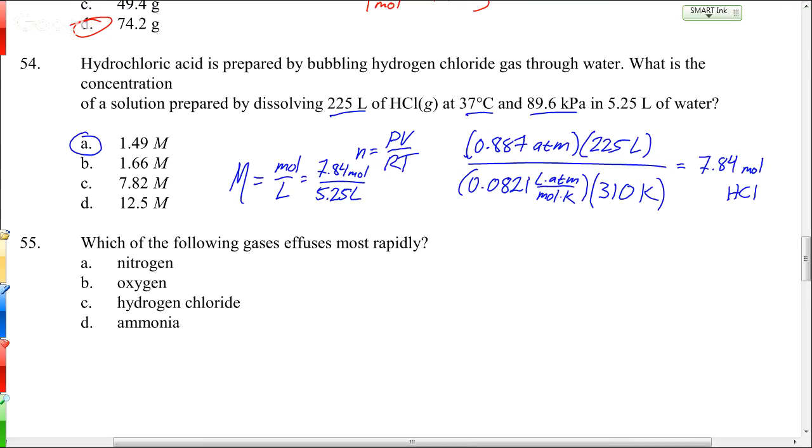For the pressure, you said something about the pressure, right? How do you know that the pressure is 0.887? Because it's given in kilopascals, 89.6 kilopascals, and you have to convert it. That's not a conversion that you need to know off the top of your head, but it's one that you could look up.